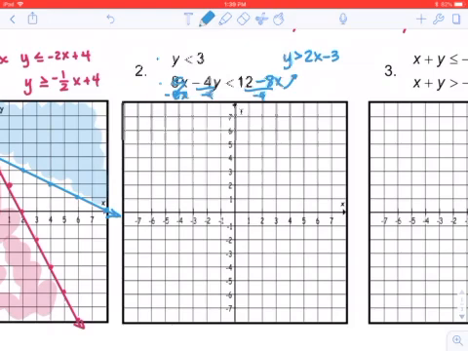So the first equation, y is less than 3. There's no x, so that means it's just a horizontal line at 3. But remember, there's no equal to sign here, so it has to be a dotted line. It does say y is less than, so I need to shade down.